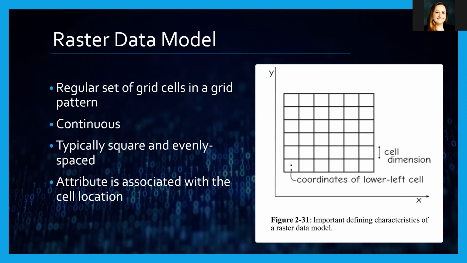Grid cells are usually square and evenly spaced, but do come in other shapes such as rectangles and hexagons. The model is continuous, but it can also represent discrete values. So when I say continuous here, I mean that there are no abrupt transitions like in the vector data model. Because of this, raster data is most often used for variables that change continuously across a region, like elevation.